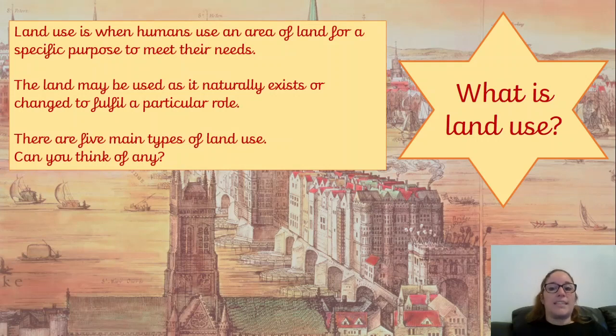So what is land use? Land use is when humans use an area of land for a specific purpose to meet their needs. It may be used as it naturally exists or changed to fulfil a particular role. So there are 5 main types of land use. Can you think of any? What do you think people use land for? Pause the video, have a think, see if you can jot them down if you're at home. Why do people use land?